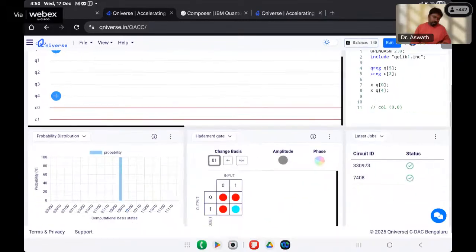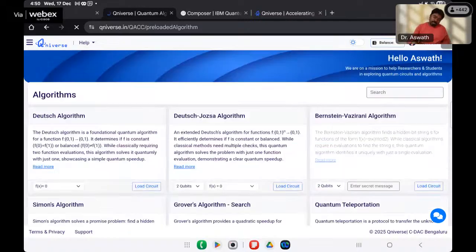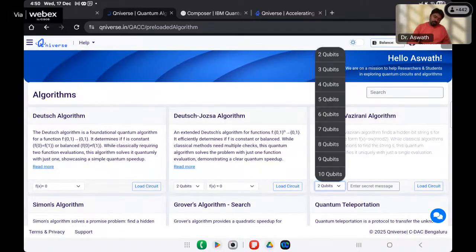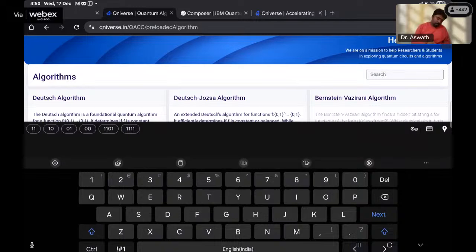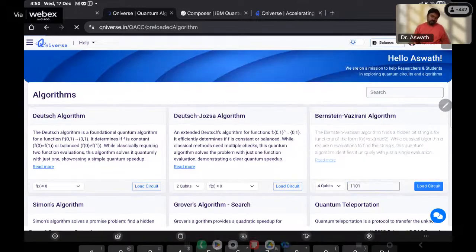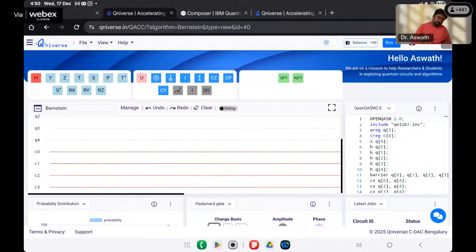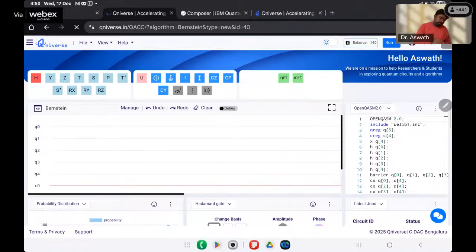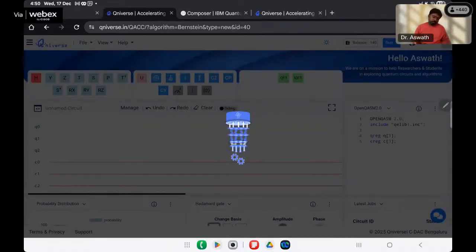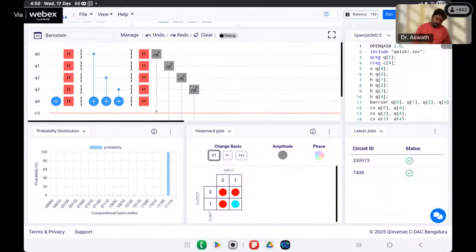Let's now implement the Bernstein-Vazirani algorithm for 4 qubits with secret 1 1 0 1. Load it. This circuit we have seen. Refresh. So what is the output? From the bottom it is difficult to note down. Just click on that.